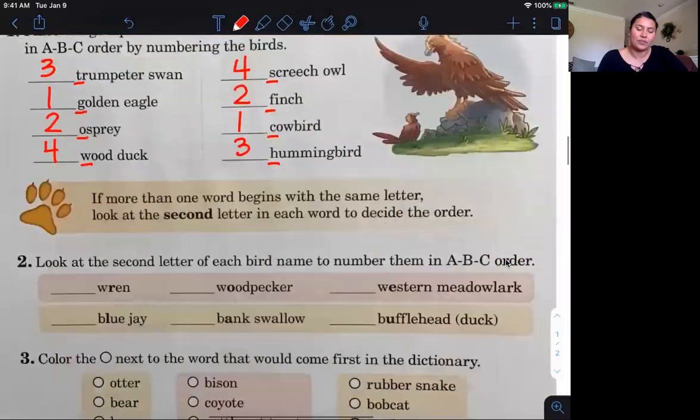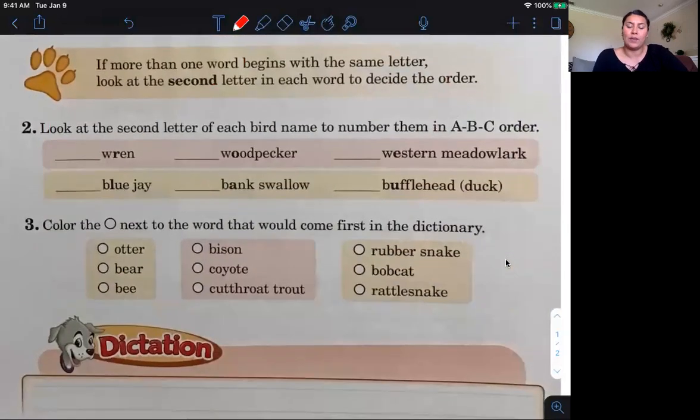Very good, friends. Okay, if more than one word begins with the same letter, look at the second letter in each word to decide the order. So we're going across here, so going like this. So all of these begin with a W. So I'm going to cross out the W and look at the R, the O, the E. What comes first, R, O, or E? The E, then what? The O, good, and then the R. Awesome. All right, let's do the same for down here.